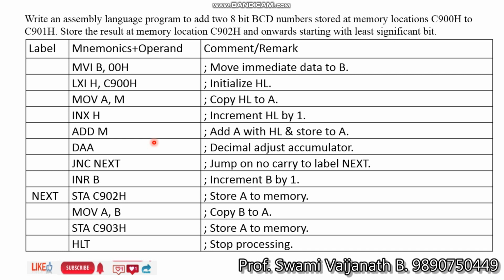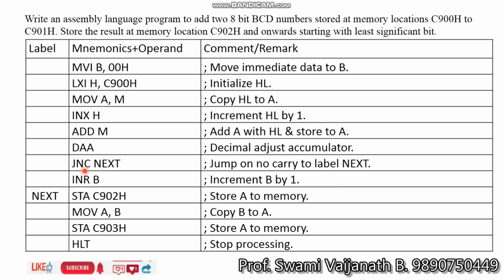Whenever DAA is used in a program, it is written immediately after any add instruction, so here after ADD M it is written DAA, because you have added two BCD numbers. Whenever you miss that DAA, there is no meaning in writing a program as BCD addition. You will add only hexadecimal numbers. So I hope you see why DAA is important here: if you miss it, it is an addition as hexadecimal numbers, not as BCD numbers.